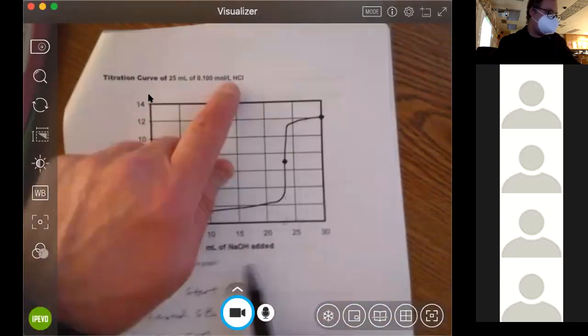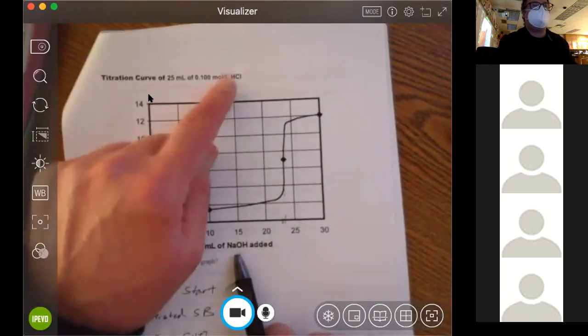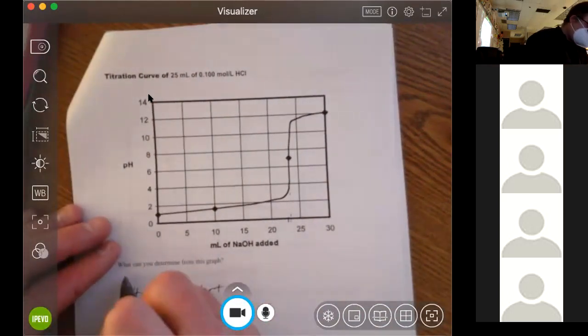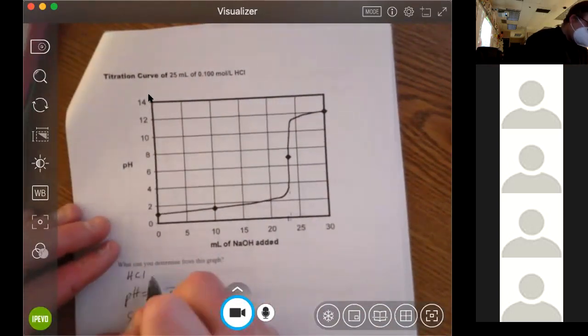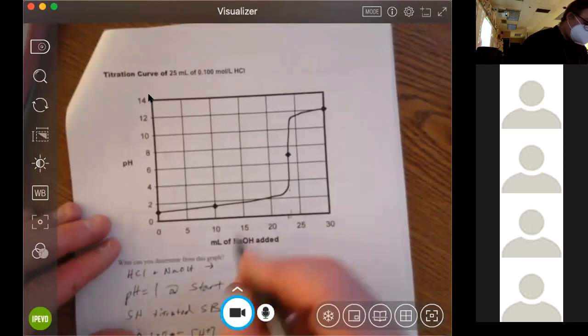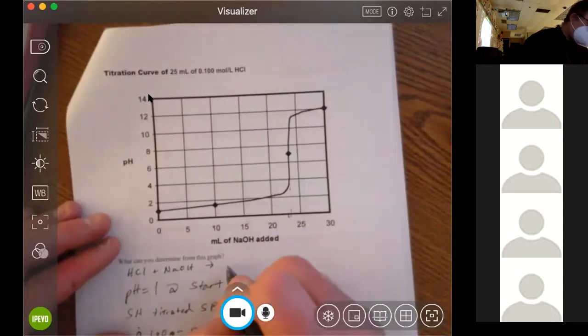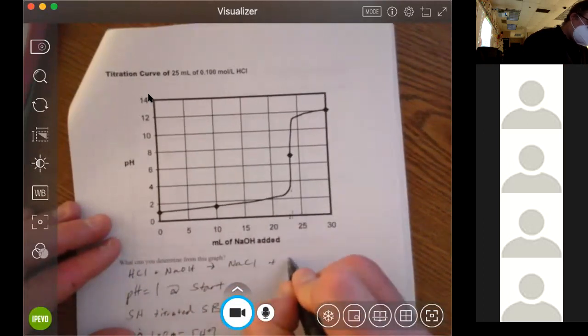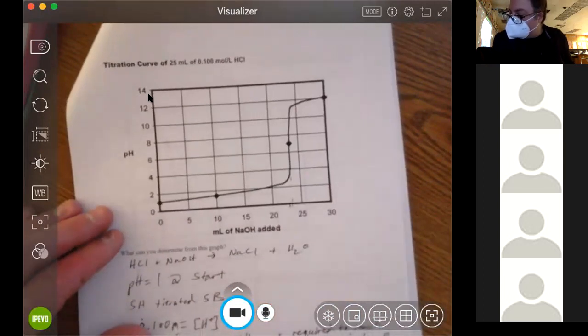Another thing we could do is by looking at HCl and NaOH, we could come up with what? And this is an arrow that goes forward because this is a neutralization reaction. We can come up with the balanced equation.